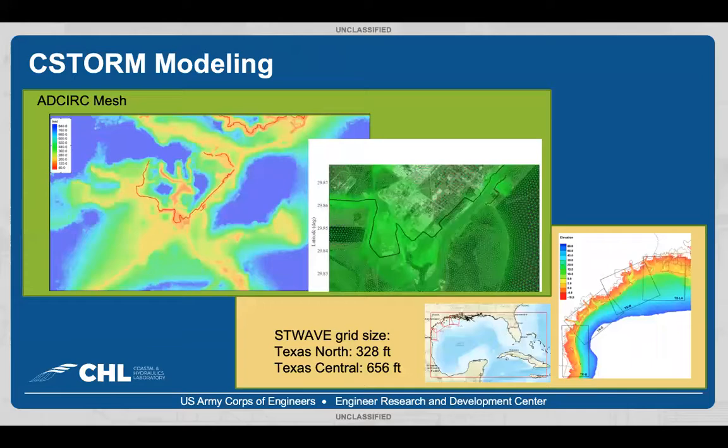Within the CSTORM modeling, a new LiDAR DEM was built. The meshes were refined around the project areas, and structure crests were modified for the with project conditions. Results were validated using high water mark and gauge storm water level measurements.